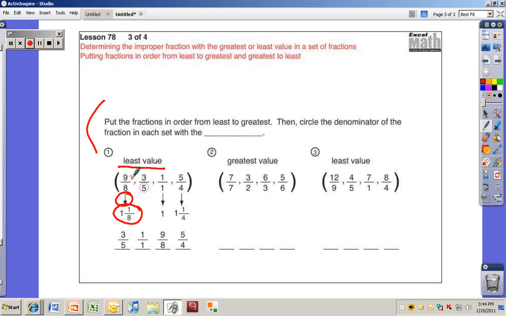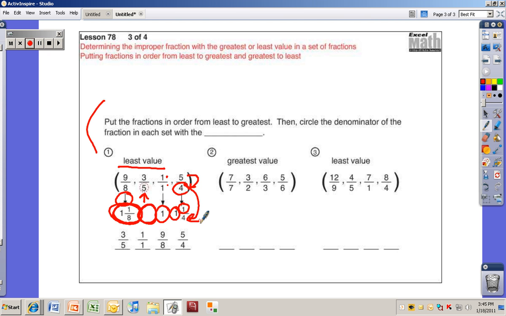So 9/8, that's an improper fraction. 9 divided by 8 is 1, remainder 1. And so 9/8 is 1 1/8. 3/5 is a proper fraction, so we don't need to change that one at all. Notice there's no show work down here, because 3/5 is just left alone. 1/1 is equal to 1, because 1 divided by 1 is 1. 5/4, 5 divided by 4 is 1, remainder 1, so you keep the same denominator, and you have 1 1/4 for 5/4. Now, which one's the least?